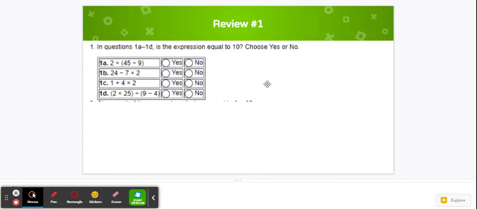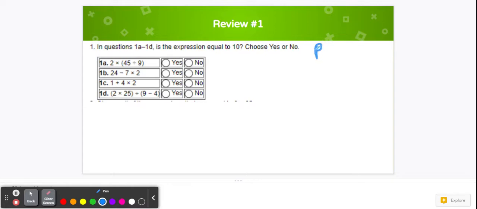Number one, it says in questions 1A to 1D, this is just from some extra work that I have through Pearson. So same as your Connexus types of questions. Which expressions are equal to 10? We're going to choose yes or no. So in order to do that, we're going to just have to solve all of these, unless you can tell right away. So let's solve them.